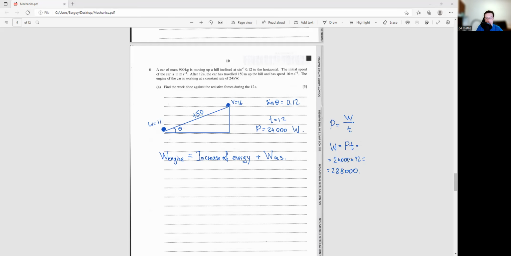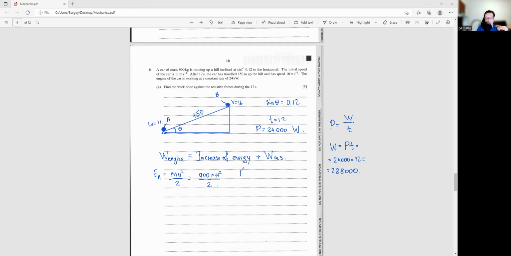Now, what about the energy? Let's split the motion into, let's say, two parts. So first is point A at the bottom of the hill and the point B here. Now, at the point A, we only have the kinetic energy, which is mv squared over 2. The mass is 900 times 11 squared over 2. I will keep it for later.